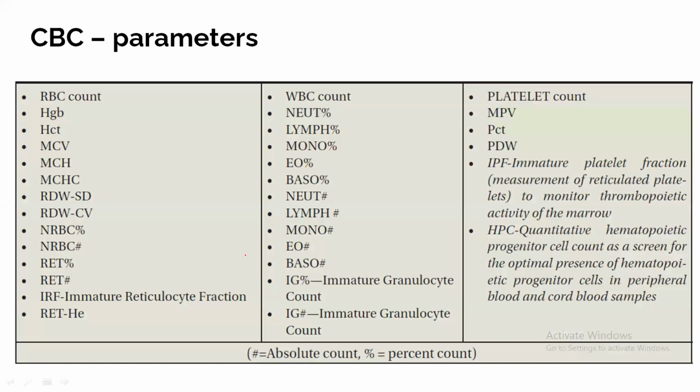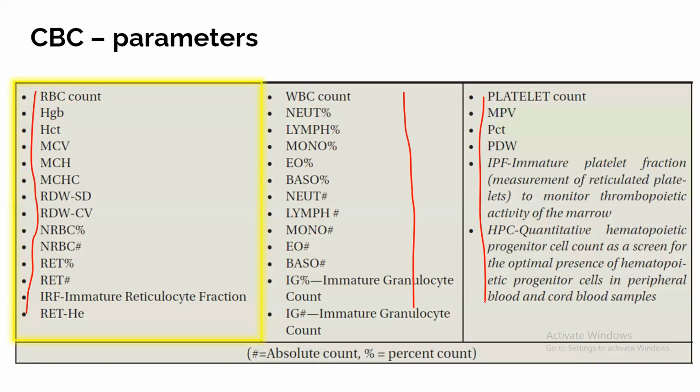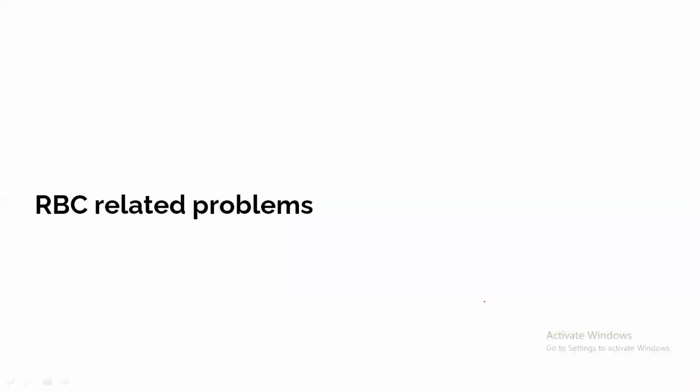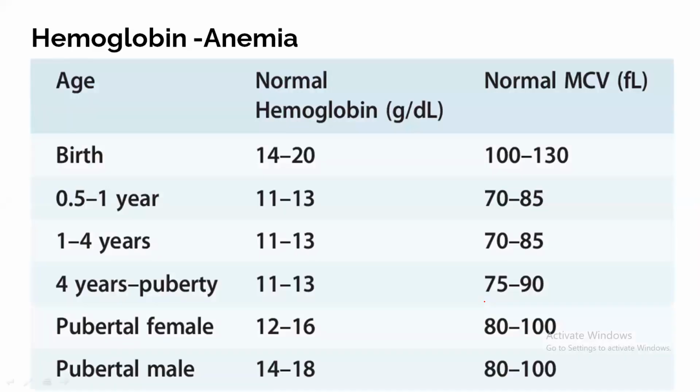As I discussed previously, with the 3-part and 5-part differential, these are the various RBC parameters a machine will give. In the WBC compartment, these are the various parameters the machine will give, and in the platelet compartment, these are the values it will give. A 5-part differential will give about 33 parameters. Now we will see the RBC related problems one by one, then WBC, and also the mixed problems.